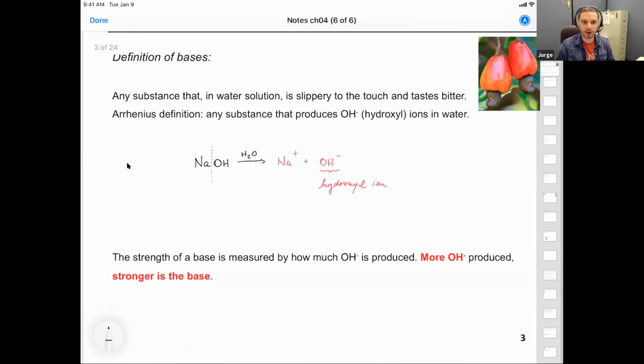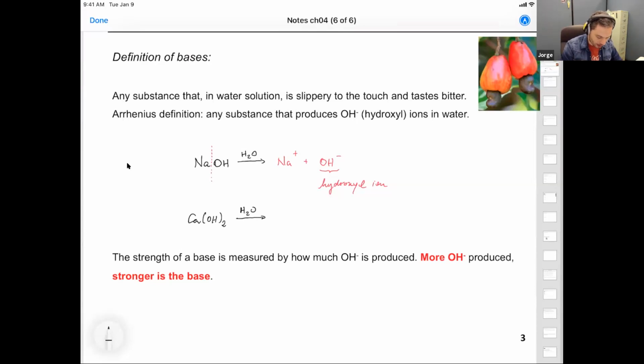Okay, so before I start the definition of acids, I want to give one more example here, just to make sure we understand what products are formed when we dissolve a base in water. Let's see, for example, the case of calcium hydroxide. We are going to dissolve that in water, so the dissolution process will be represented by water over the arrow.